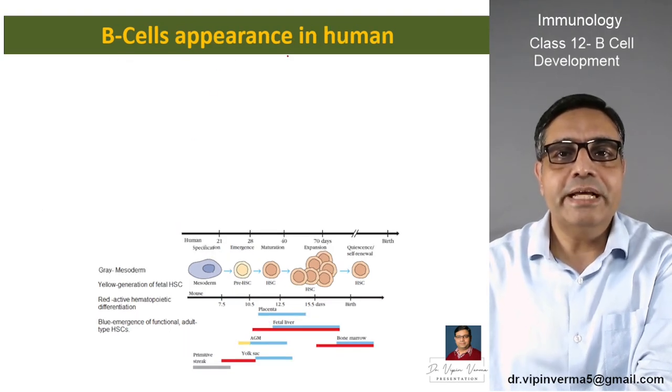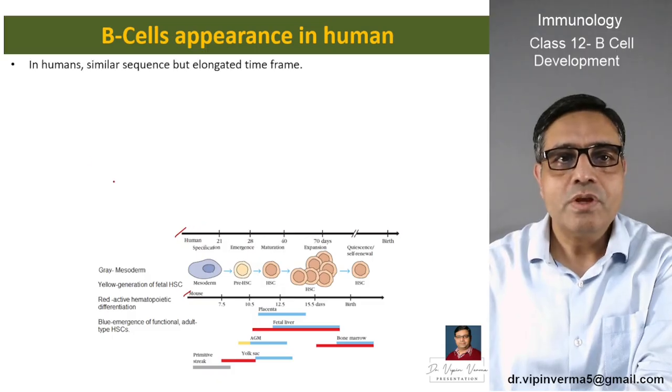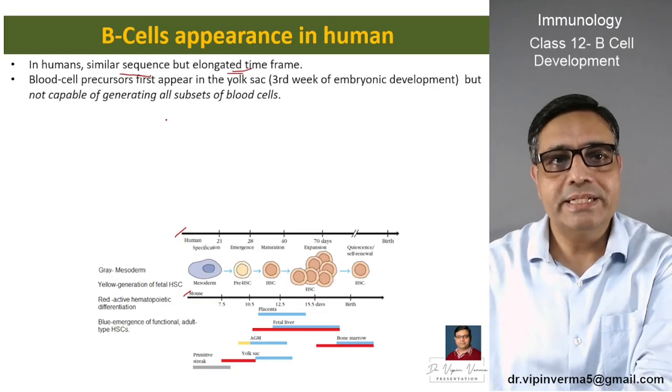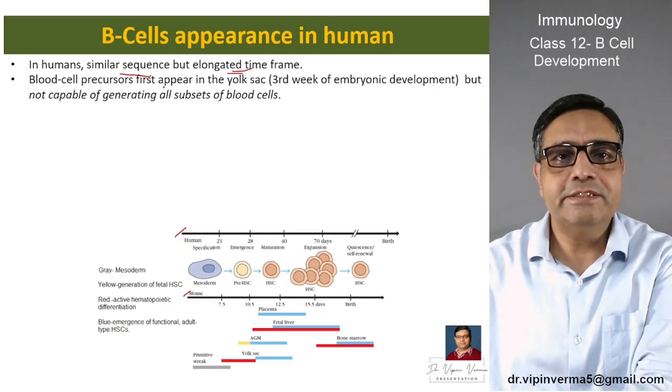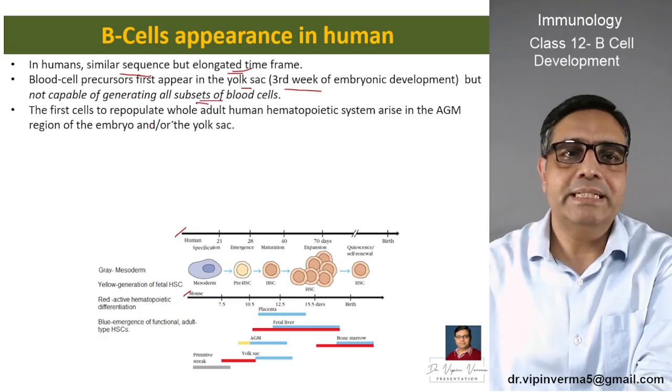Now, if we look at the human, here you can see we have compared the mouse timeline and the human timeline. Okay. In humans, it is a similar sequence but with an elongated time frame. The time frame is slightly elongated. So blood cell precursors first appear in the yolk sac in the third week of embryonic development, but are not capable of generating all subsets of blood cells.